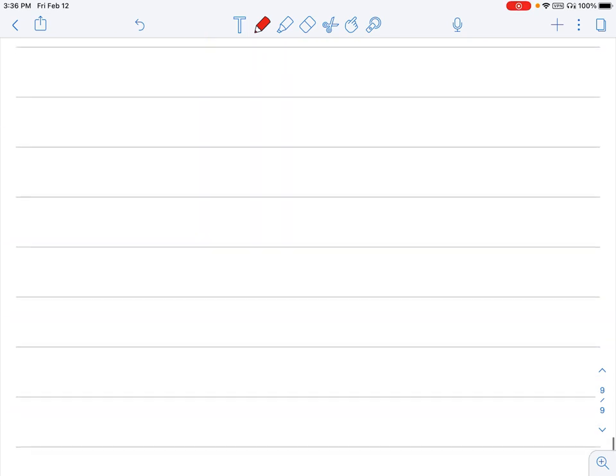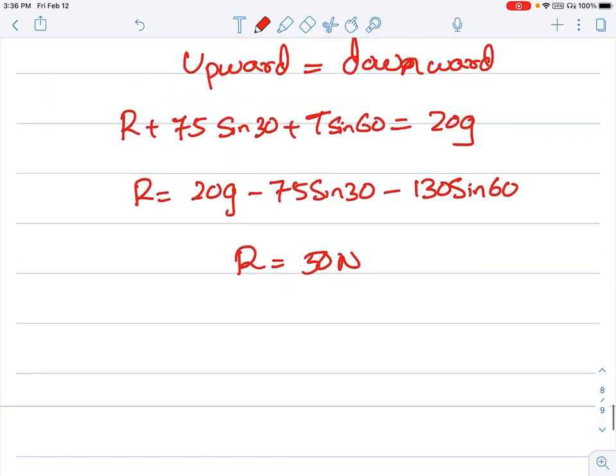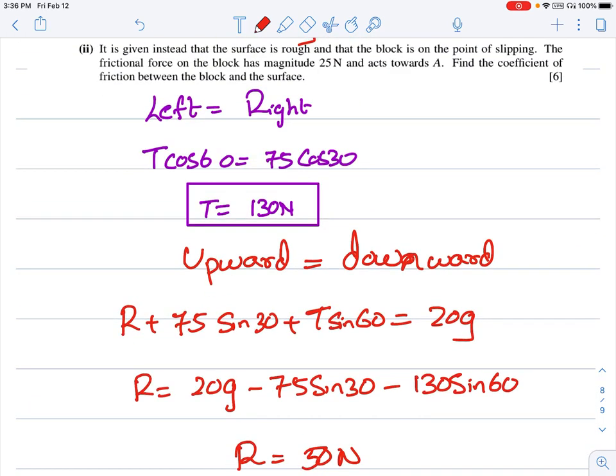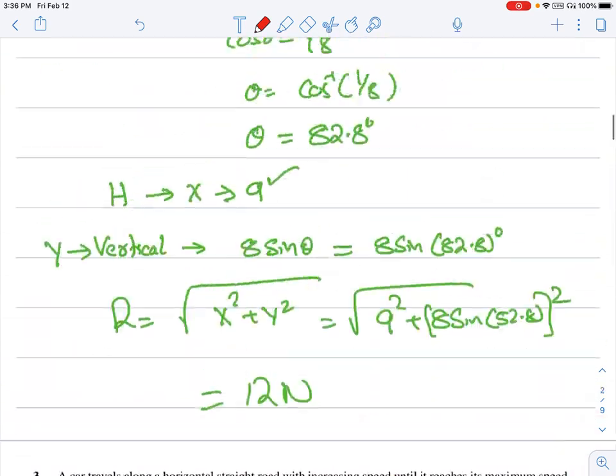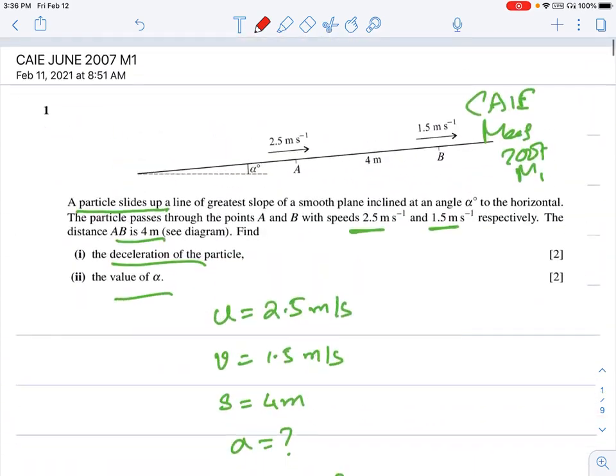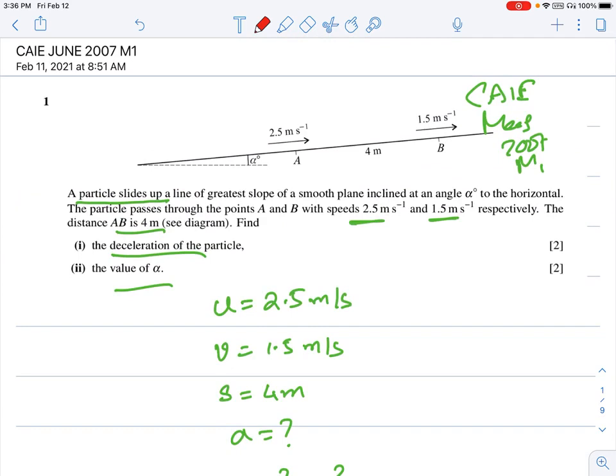That's it. Is there any eighth question? Nothing else. That's all. That's the answer for question number 7. So that completes the paper. CIE May June 2007. We won all the questions. See you in the next paper.